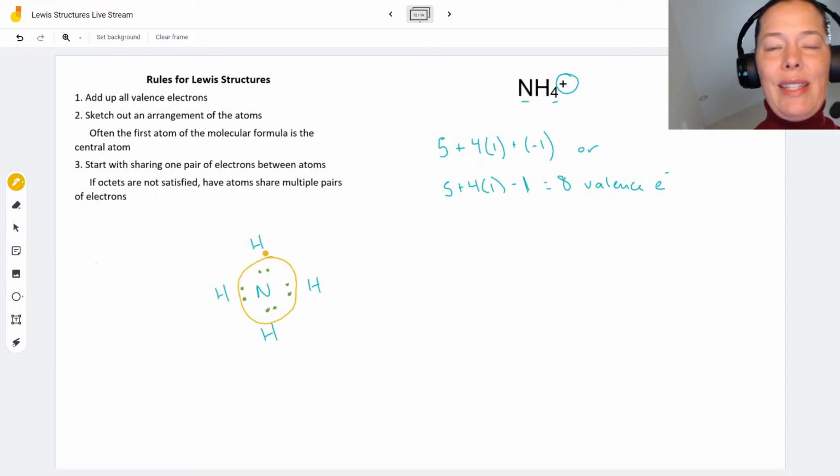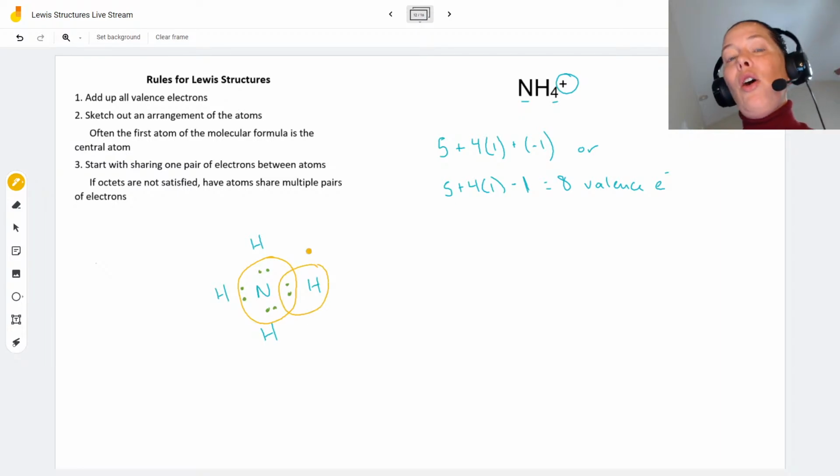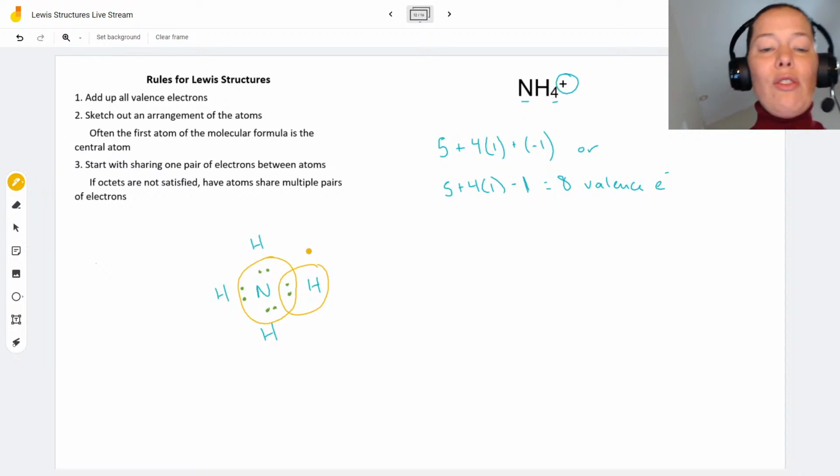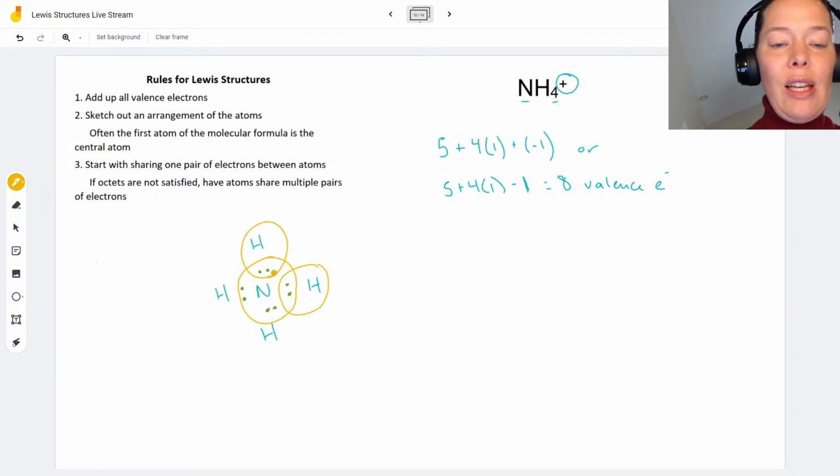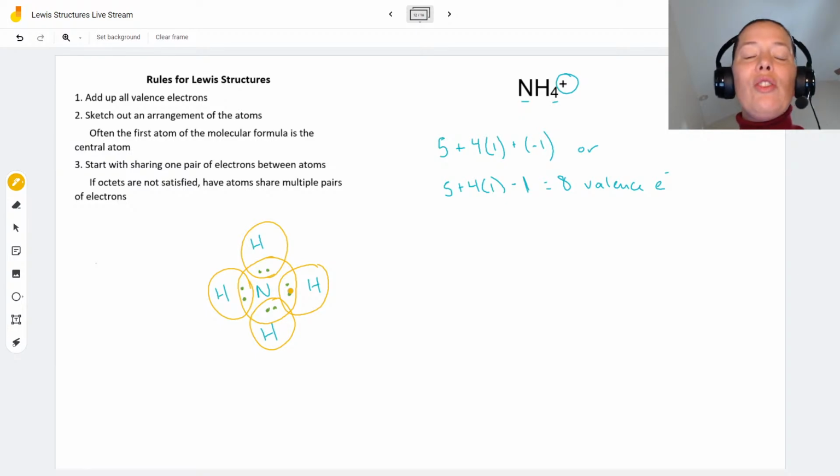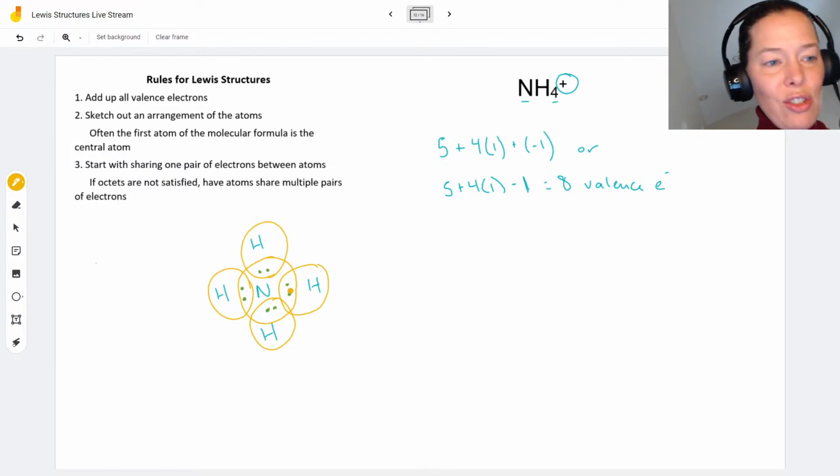All right. So nitrogen is good. It's got 8. Now remember, hydrogen only needs 2 valence electrons to have a full outer shell. So that hydrogen does have a full outer shell. And you can see that actually all 4 of my hydrogens do have a full outer shell. So this is a valid Lewis structure.